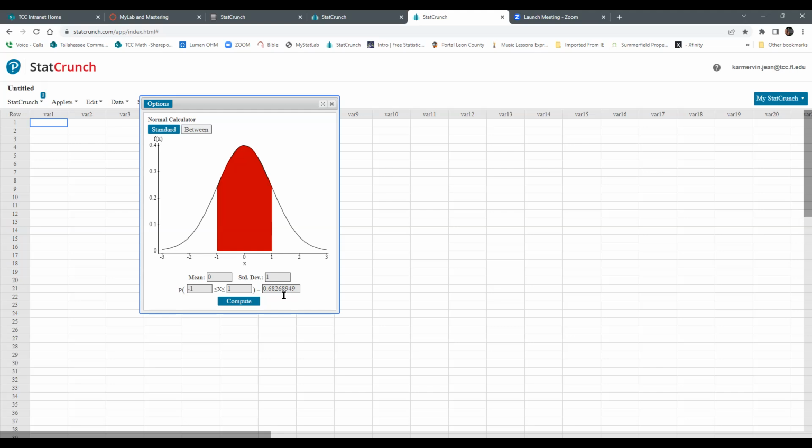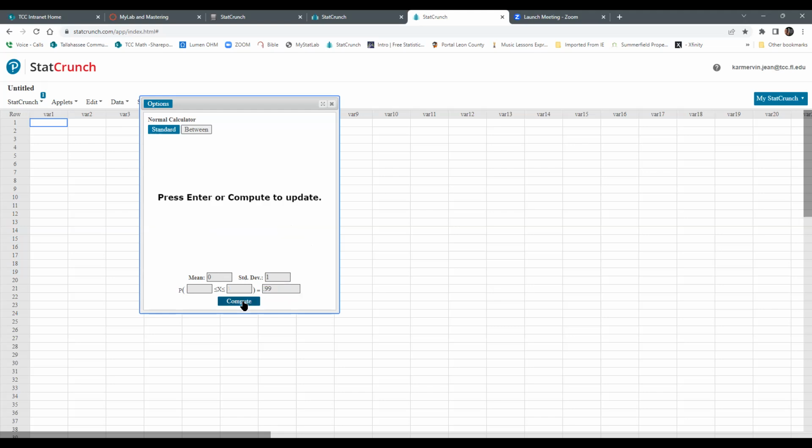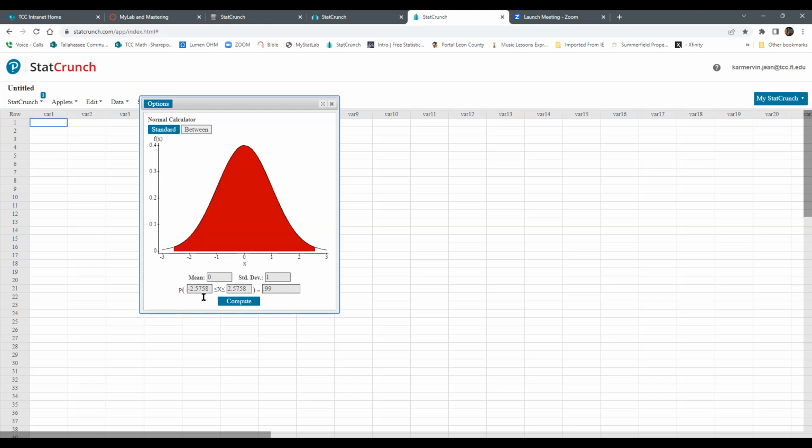The first thing I'm trying to do is find the 99%. So I'm going to put 0.99 here and say compute. As you can see, it gives me 2.58. Can you confirm that you see the 2.58 there? It can be negative 2.58 or positive 2.58, but I just need 2.58. That's all. Can you guys see it?